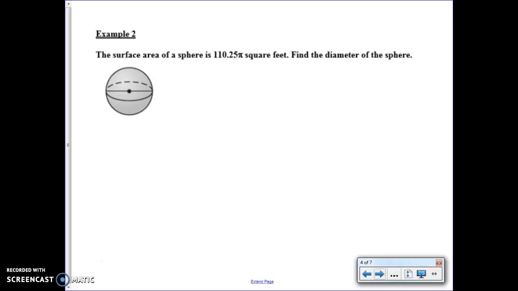Alright, surface area of a sphere is 110.25 pi square feet. Find the diameter of the sphere. So I'm going to plug in S equals 4 pi r squared. Write that down first and plug in what we know. I know the surface area is 110.25 pi. That's equal to 4 pi r squared.